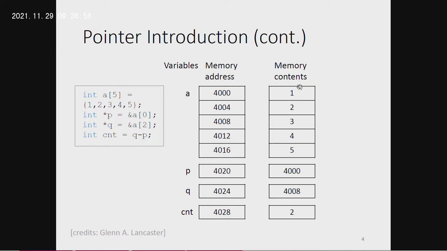And then we know that the corresponding memory contents for each memory address is 1, 2, 3, 4, 5, because the initial value of the array is 1, 2, 3, 4, 5.